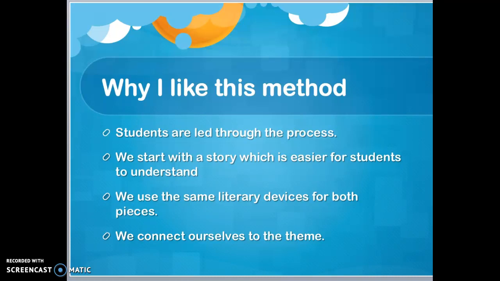I try to make sure that we use the same literary devices for both pieces. So if I'm using a children's story, I'm going to use the same literary devices that are in the poetry. And that's the difficult part. You can't just pick any old children's story to go with any old poem. They need to be connected somehow. And I really like to focus on themes that connect to us. I teach middle school kids, and if they connect it back to themselves, it makes it a little more concrete. This whole abstract idea of theme becomes a little more concrete.